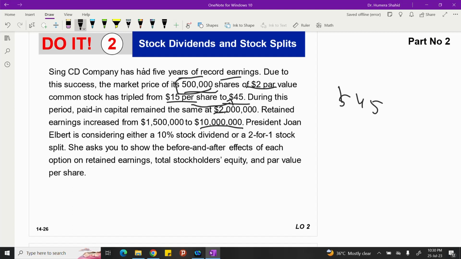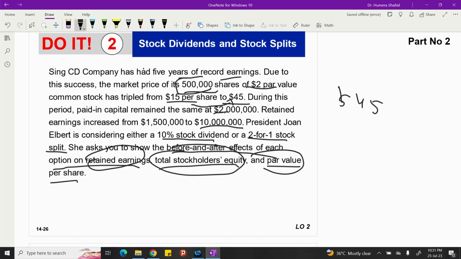Now what is happening? President John Albert is considering either a 10% stock dividend or a 2-for-1 stock split. She asks you to show before and after effects of each option on the retained earnings, total stockholders' equity, and the par value per share. So these three things we need to show: retained earnings, total stockholders' equity, and the par value. We need to show the effects of both options.